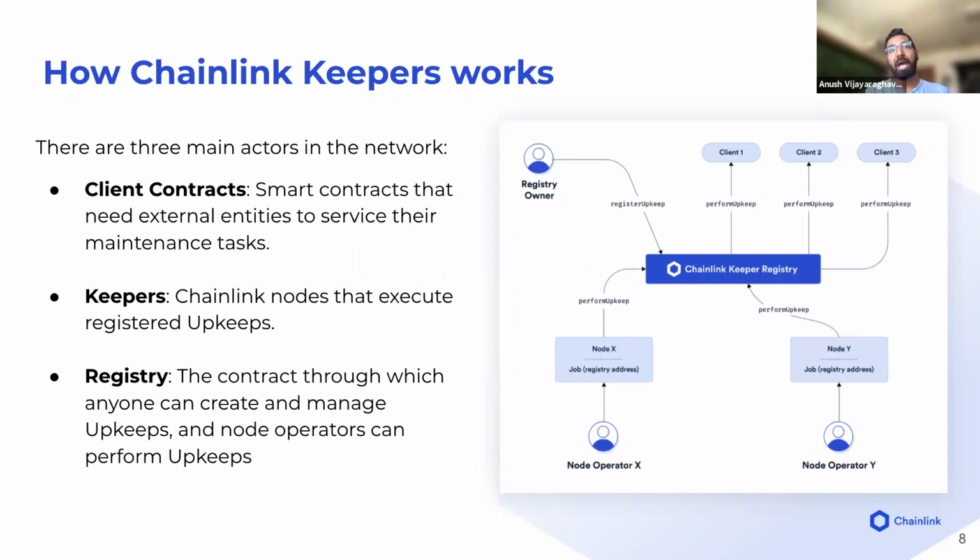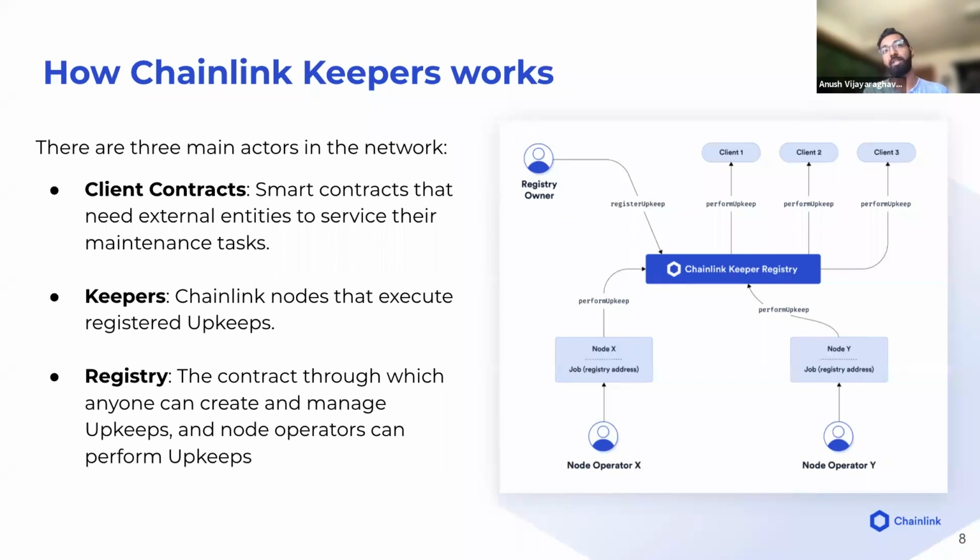There are three main actors in the network. The first part is the client contracts. These are the Keeper-compatible smart contracts that need external entities to service their maintenance tasks. This could be a proxy wrapper of an already existing deployed contract, which can make it easier for future upgrades. It could be an updated version of an existing contract to make it Keeper compatible, or a new contract altogether built from scratch to be Keeper compatible.